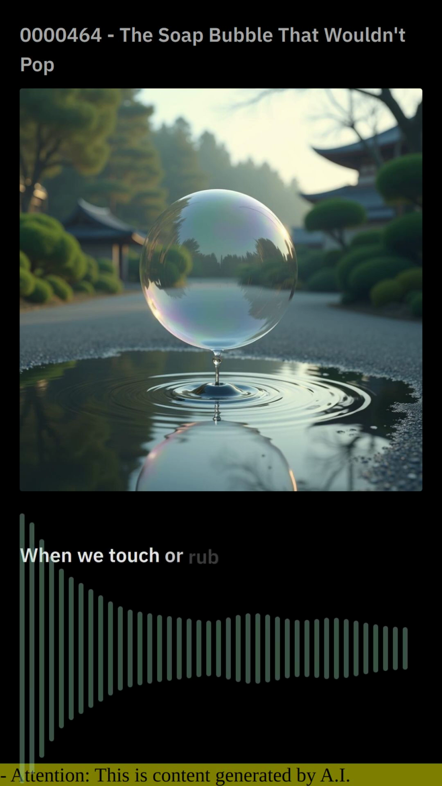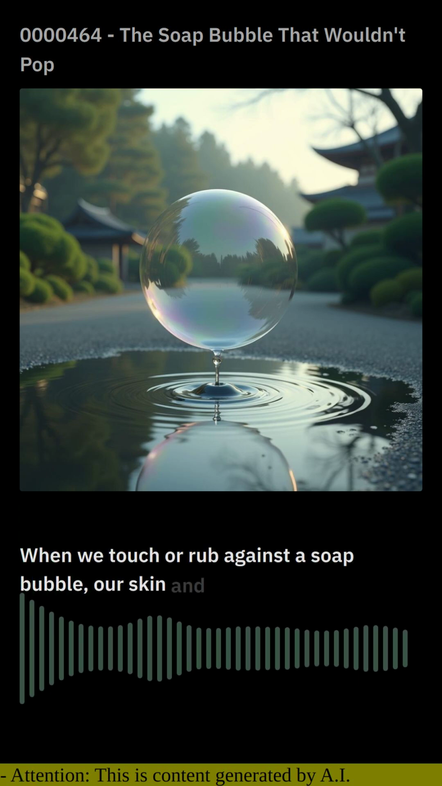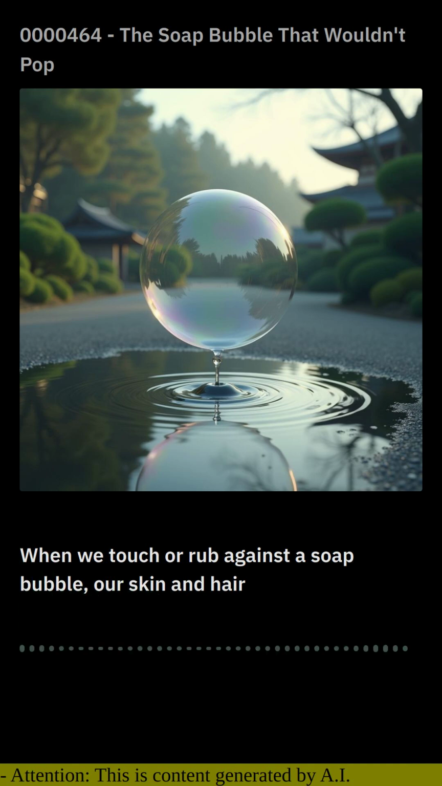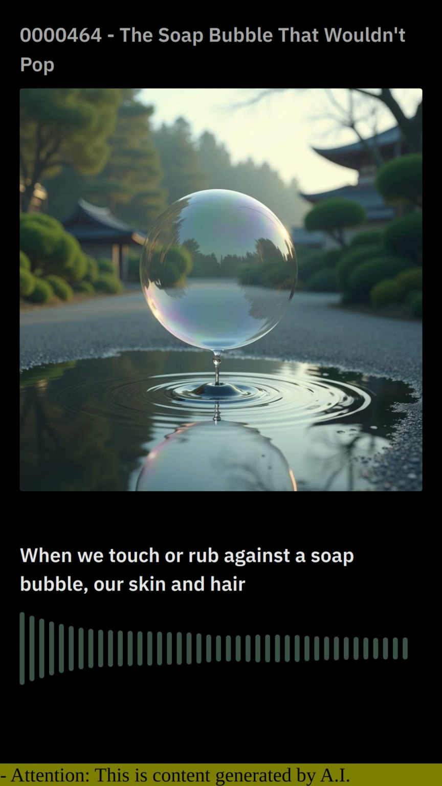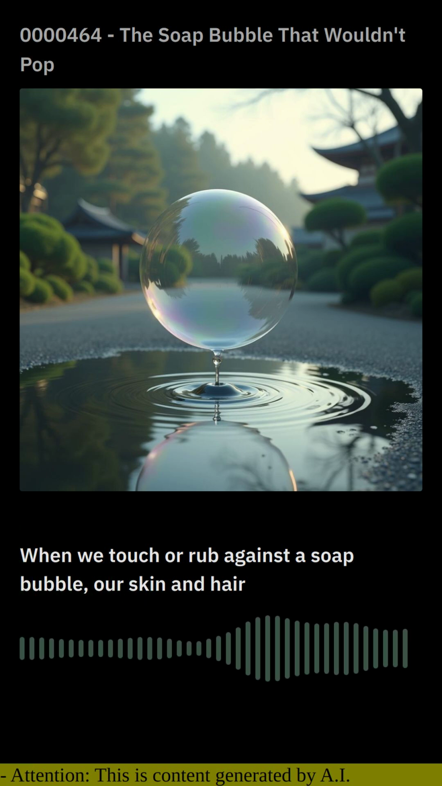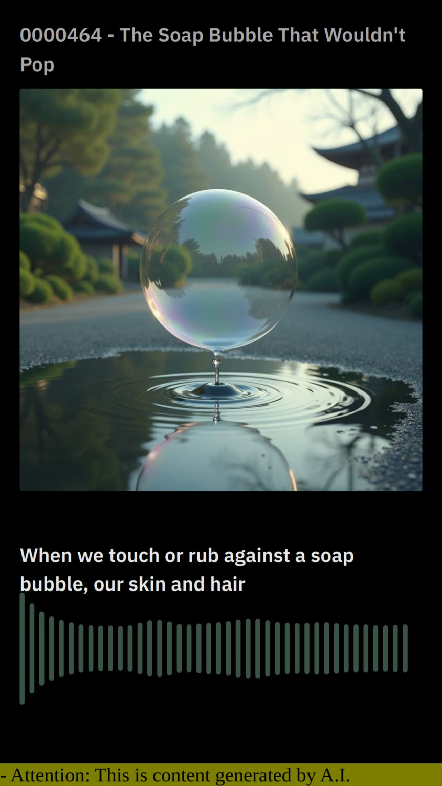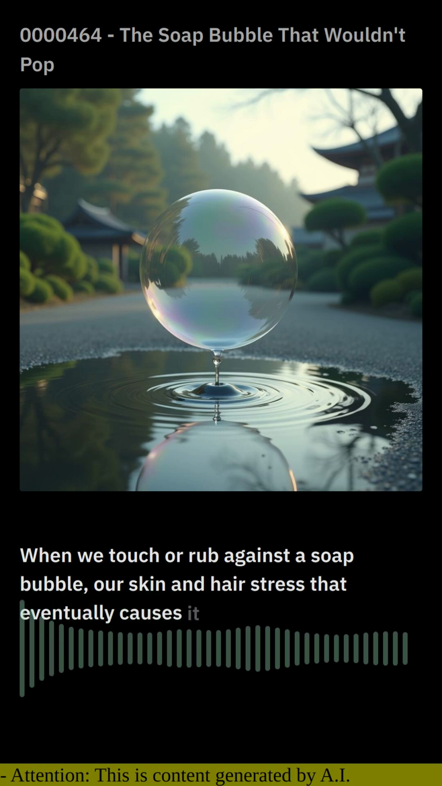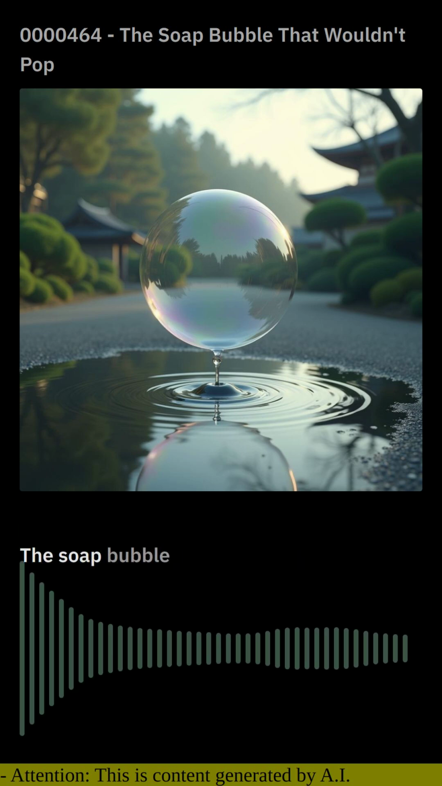When we touch or rub against a soap bubble, our skin and hair can create tiny scratches on its surface. These scratches act as tiny windows for the surrounding air to rush in and fill the gap between the molecules. As the air rushes in, the pressure difference between inside and outside the bubble creates a stress that eventually causes it to pop. The soap bubble that wouldn't pop.